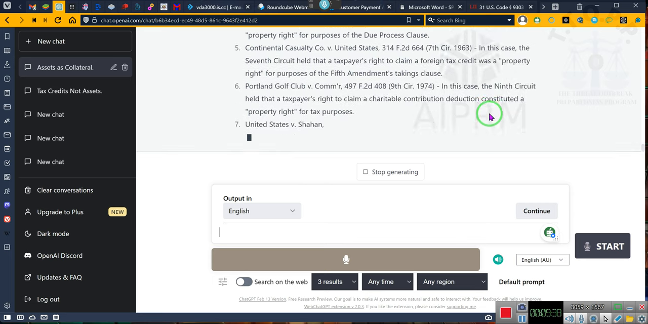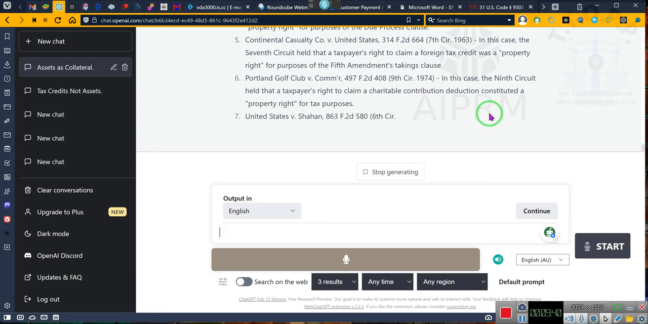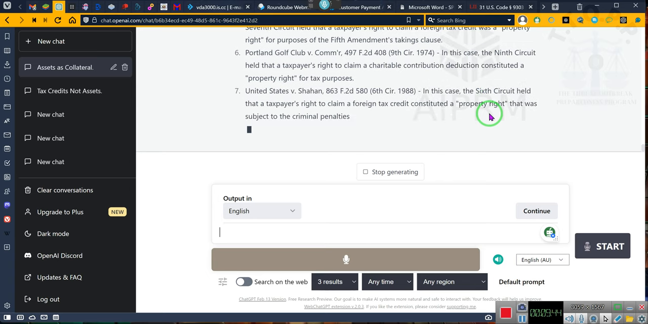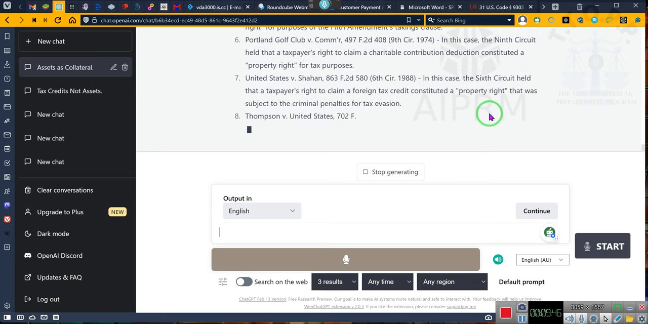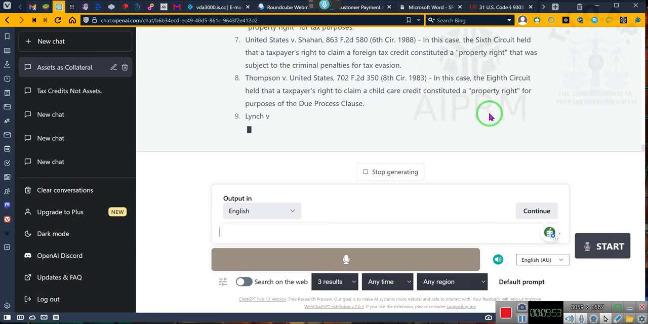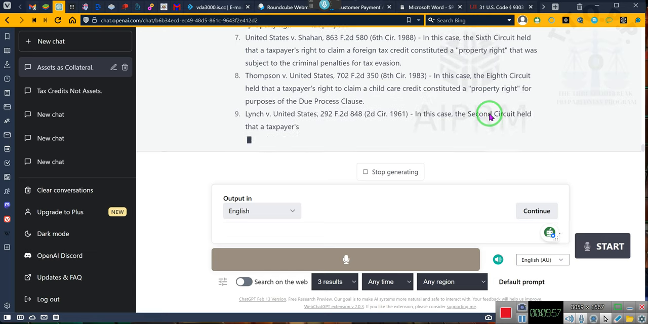Pay attention, tax credits have a monetary value. You just heard him mention that they are property. There is nothing they can do. They cannot tell you, well, no, your tax credits are not property. They don't get to do that. That's what they get for creating the system.